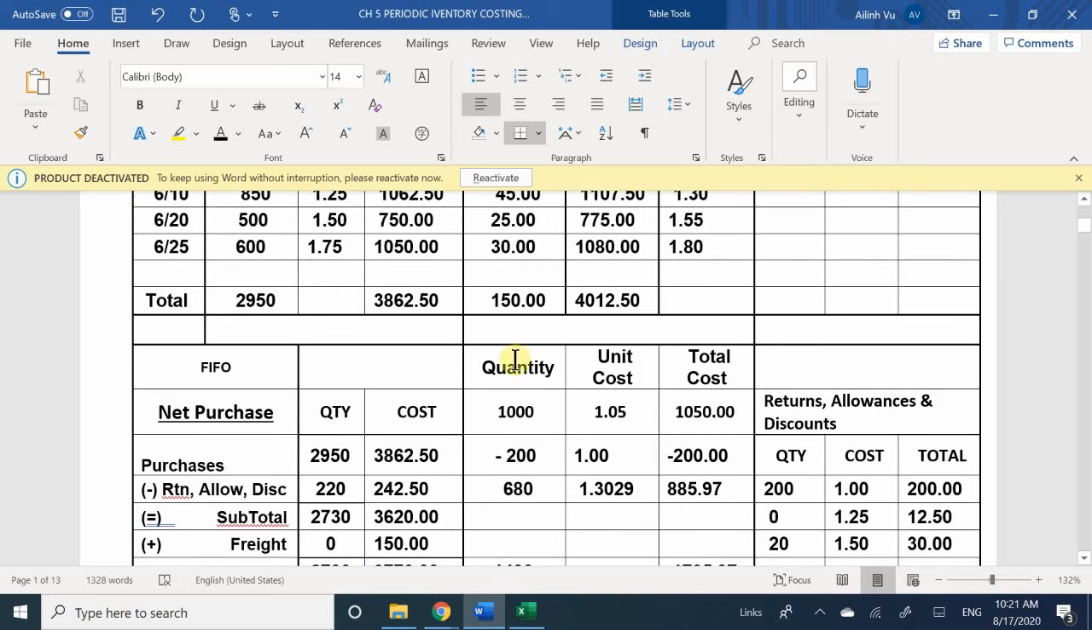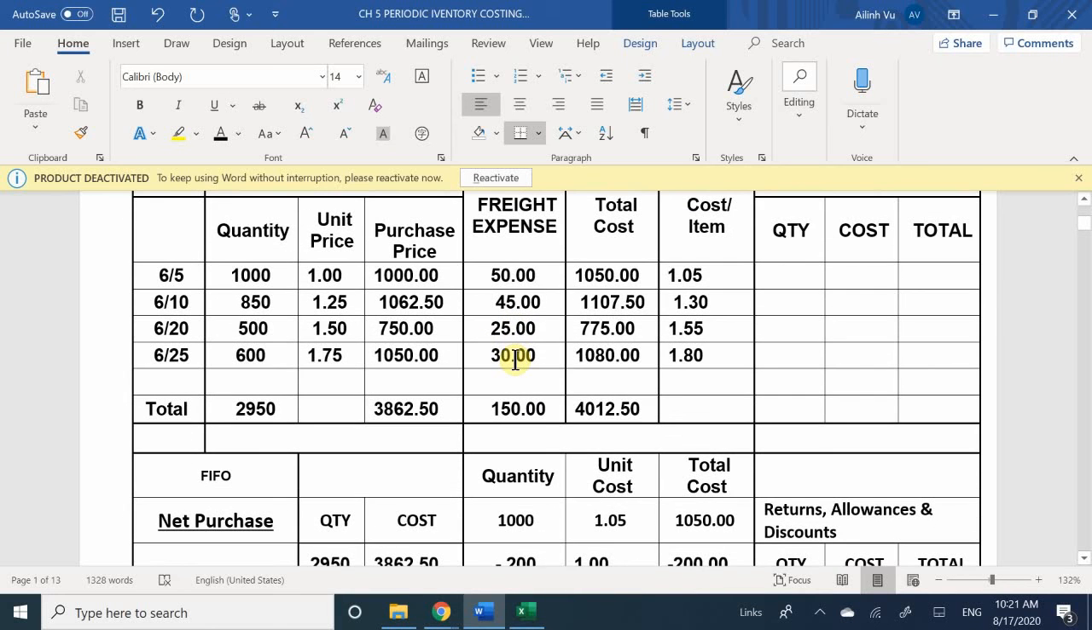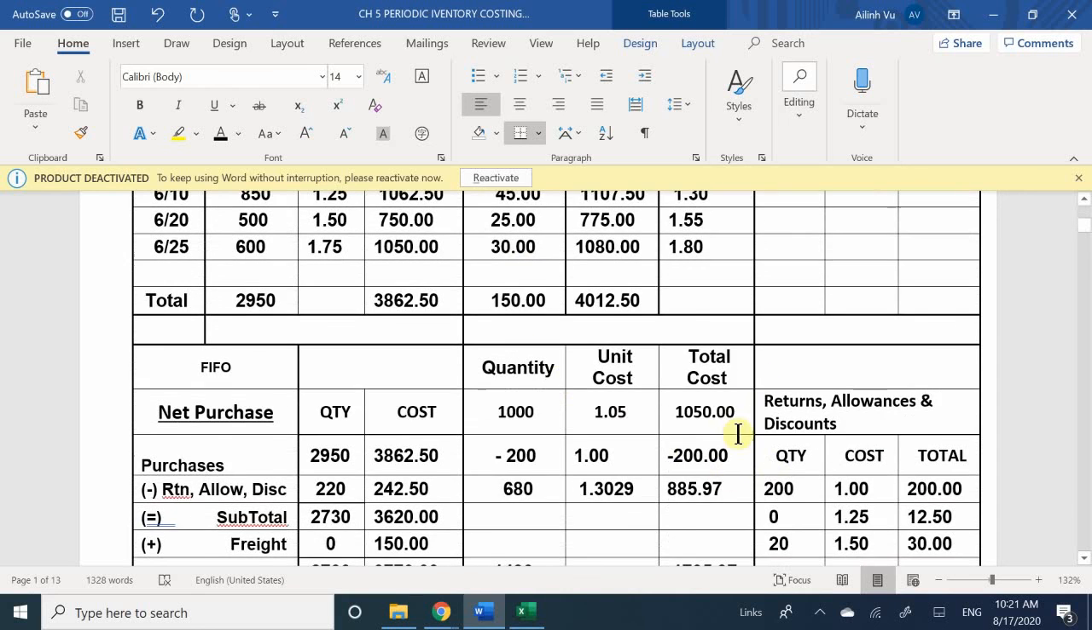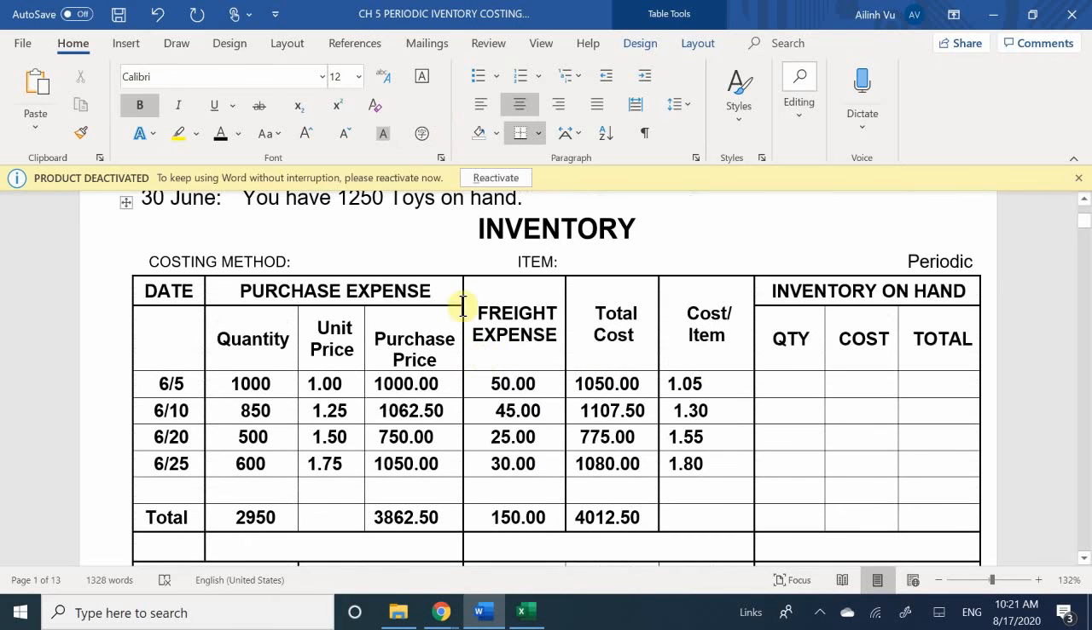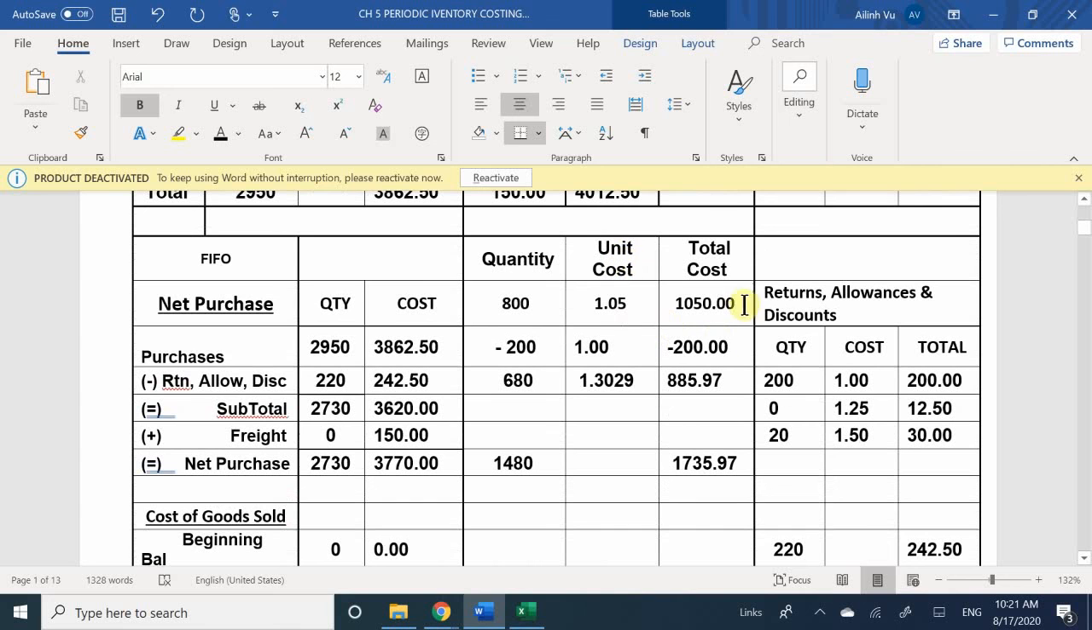In this case, if I'm looking at my first batch of 1,000, and I know I returned 200, I'm actually going to have to recalculate this, so it would become 800. That's the one we started off with first. I wanted to show you the longer way instead of the short way. We started off with 1,000, but we returned 200 items, so we no longer have 1,000. We only have 800. I'm going to clear this out real quick.